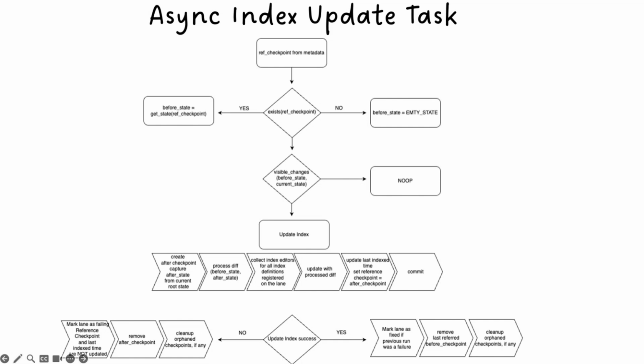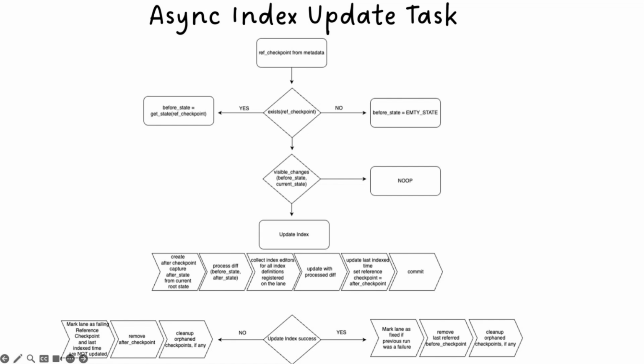Once the index updates are successful, the hidden async node is updated with the latest last index time, and we also set the after checkpoint as the reference checkpoint for the next run. Now all these changes are committed. In case there is no exception during the above steps and the changes get successfully committed, then the last reference before checkpoint is removed from the system. And in case the previous run was a failure, the lane is now marked as fixed.